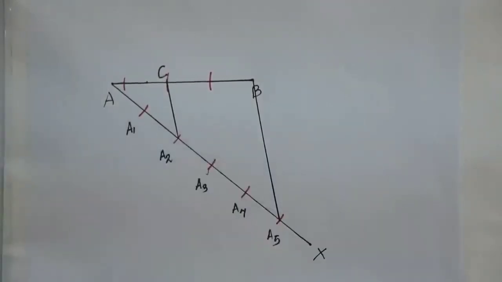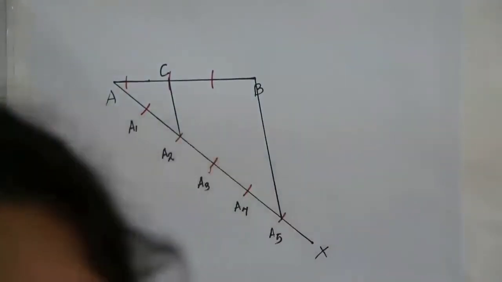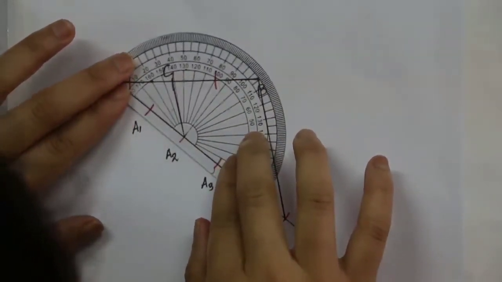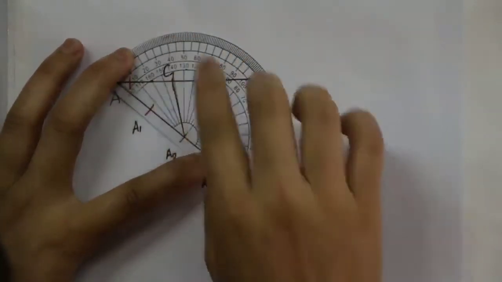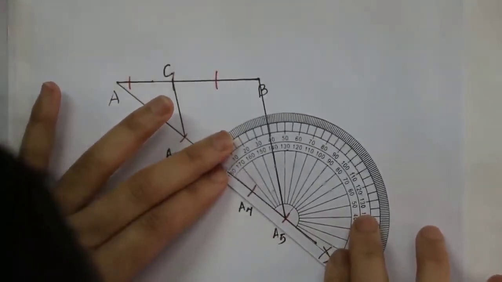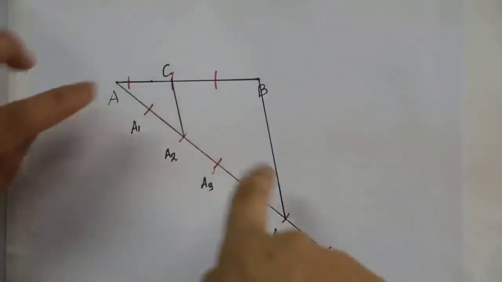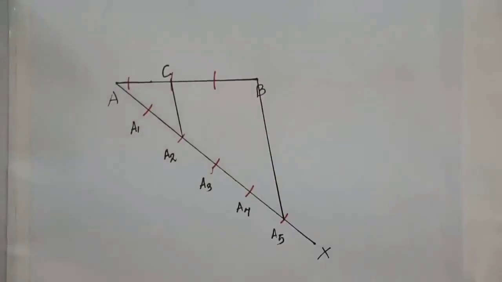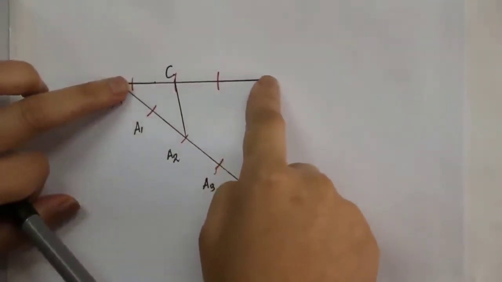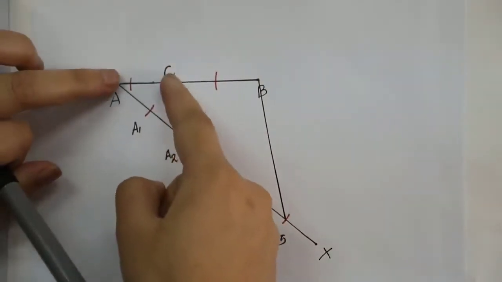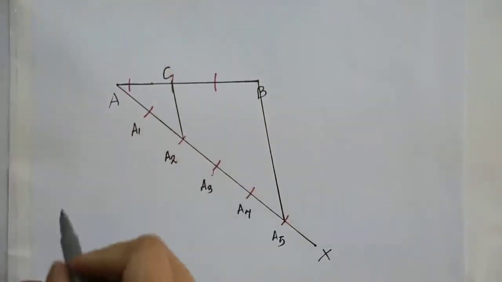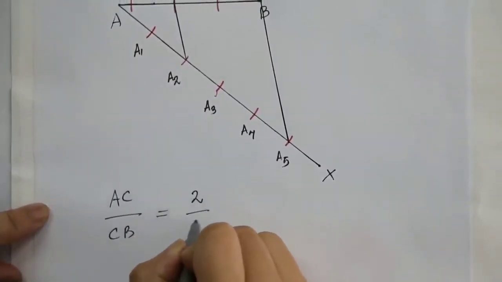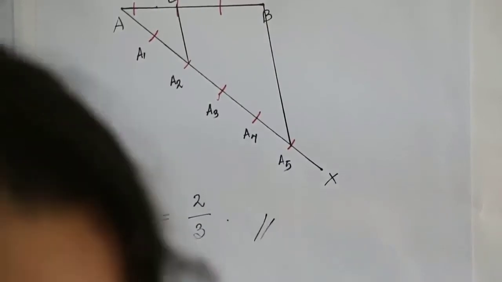If you want to confirm, you take your protractor and measure the angles. How much is this angle? From this side you will get 40. This one is also exactly 40. So that means these two lines are exactly parallel. Therefore, AB is divided in the ratio 2:3. So you write here, AC is to CB is 2:3. This is the required construction.